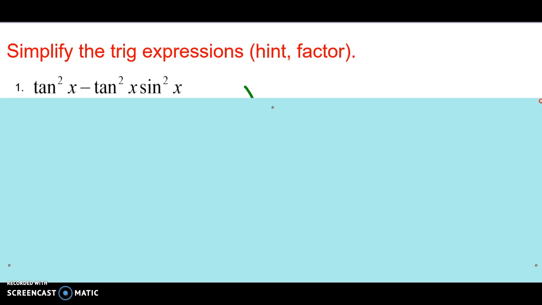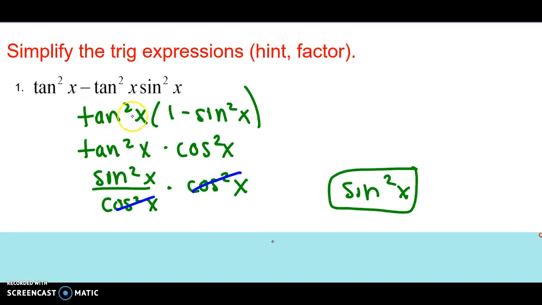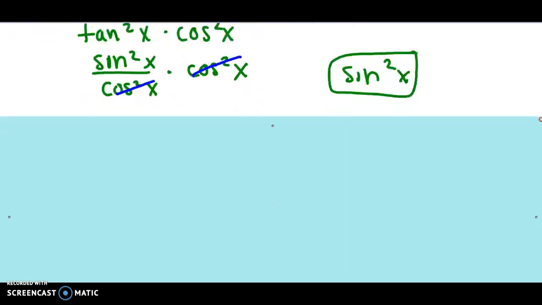Okay, so my hint was to factor here. Perhaps you took out a GCF of tan squared of x. Ooh, tangent squared of x. Why would I say tan squared of x? All right, anyway, I see here I have a Pythagorean identity. If I expand this, I know tangent squared of x is sine squared of x over cosine squared of x. Simplify, and I get sine squared of x. Man, I can talk really fast sometimes. Okay.